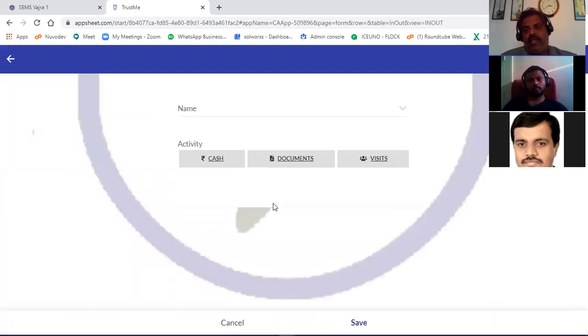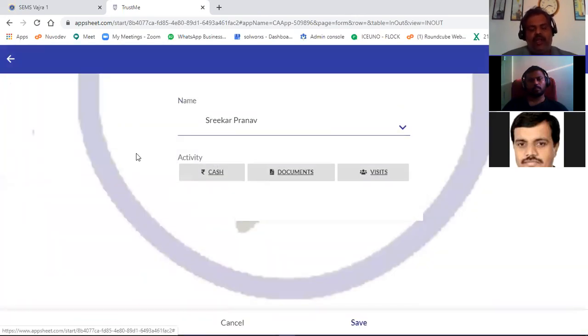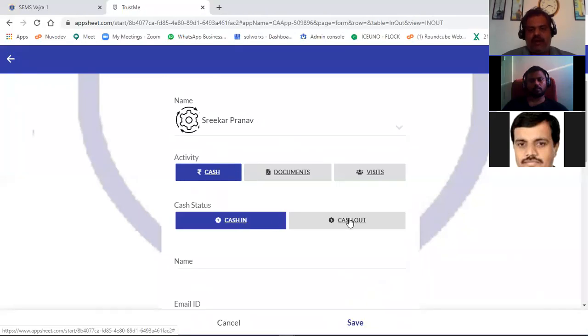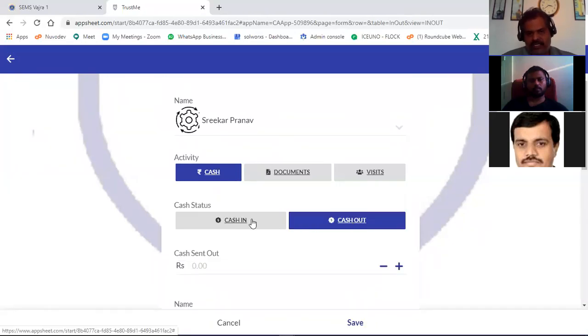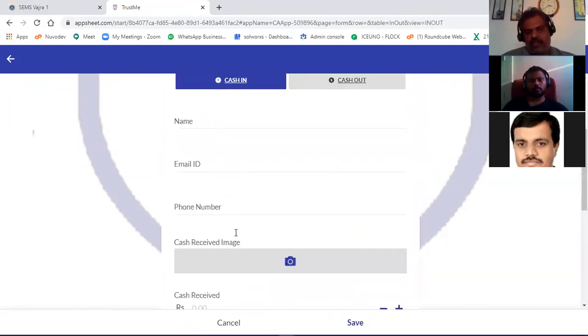So the company as such wanted to know at any point of time what is happening with the entire thing. So it could be like this is the person, and then what he is doing. Let's say he's an employee of the company. Then what is part of it? So is he part of the cash? So has he received cash or has he paid out cash?